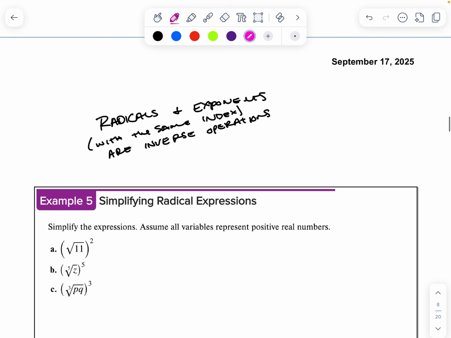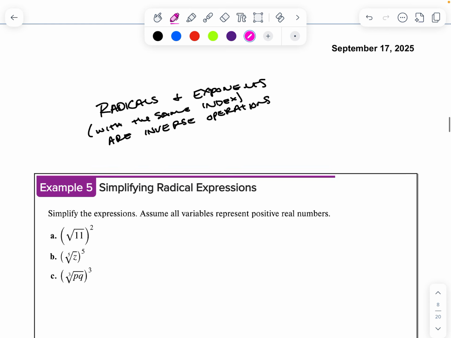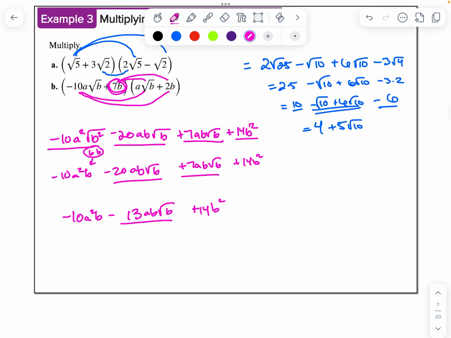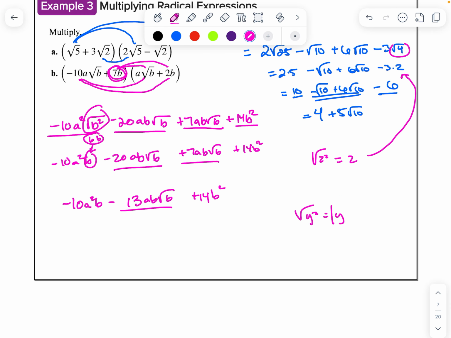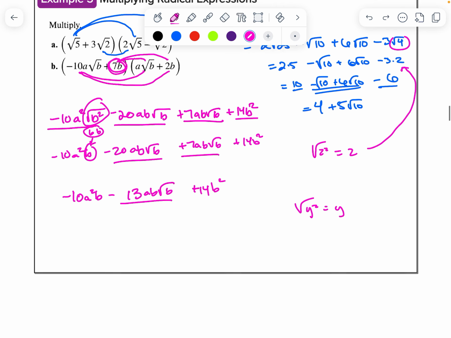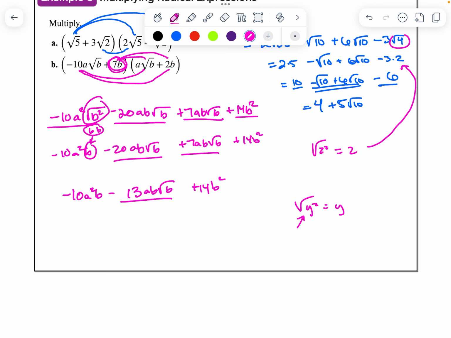All right, radicals and exponents with the same index are inverse operations. So we saw here, for example, that this square root of b squared just turns into b, right? This is the same idea. A square root of 2 squared just turns into 2. 4 is 2 squared. The square root of y squared will just turn into y, okay? Technically, we should remember, back from a couple lessons ago, technically this is absolute value of y. But for now, we're going to let that slide. We're just going to say that these variables are positive, and so we don't have to deal with the absolute value sign.